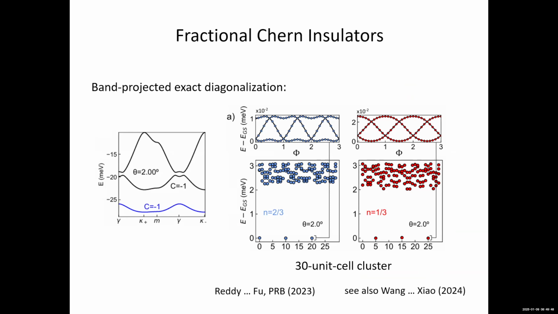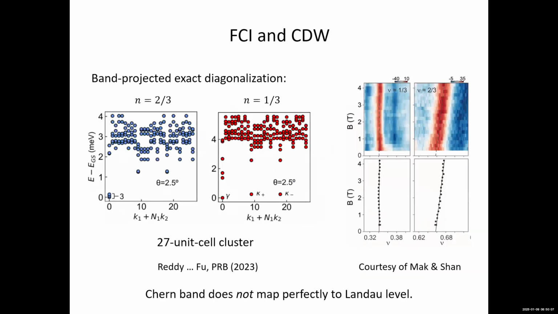And for example, at both 1/3 and 2/3 filling at 2 degrees, exact diagonalization study shows three degenerate ground states, and they permute among themselves when you insert the flux. So this is the expected signature of fractional Hall states. On the other hand, it turns out this is far from the full story.